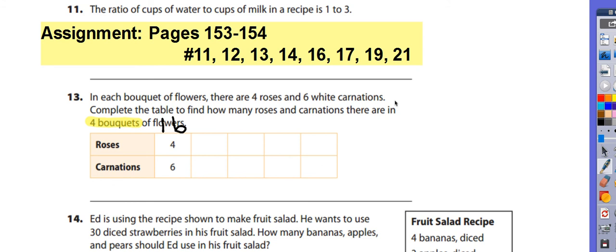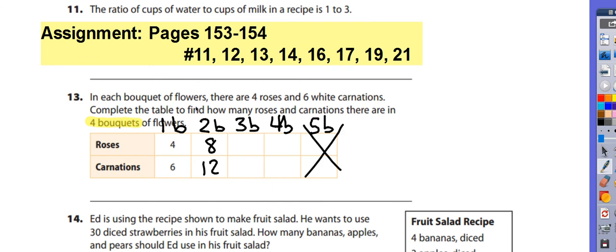So the first thing I'm going to do is just make my table. The next column I'm going to have be 2 bouquets. And then I'm going to get the answers to those simply by doubling. So if I doubled 4 and 6, I would get 8 and 12. And then I'm going to get 3 bouquets. And I'm going to go back and triple 4 and 6. And then I'm going to get 4 bouquets. And I want you to notice here that they gave you enough room to do a 5th bouquet, but we're not actually going to need that because we're trying to find the number of roses and carnations in 4 bouquets.